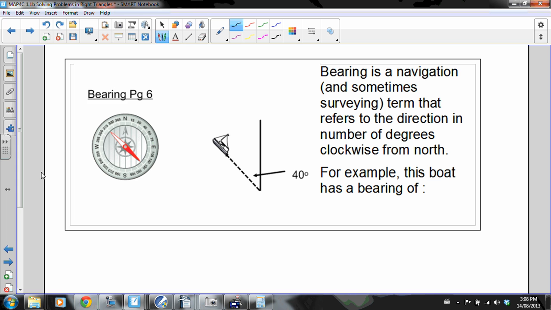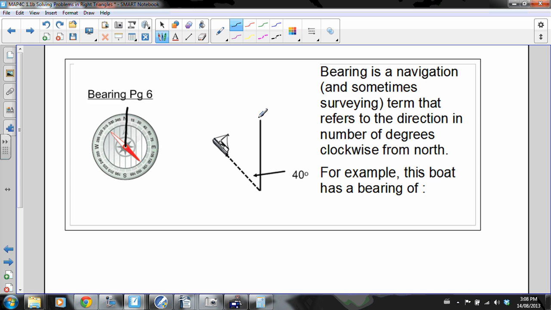Another application, another spot where we find trig problems is this idea of bearing. We talk about bearing when we're talking about ships at sea, boats, that sort of thing. Sometimes surveying. It's a term that refers to the direction in number of degrees clockwise from north. So you see straight north here, right, like this, that's 0 degrees, a bearing of 0 degrees. And then the angle, the direction that you're heading at is an angle from that spot all the way up to 360 degrees. We see all the way around would be 360 degrees.